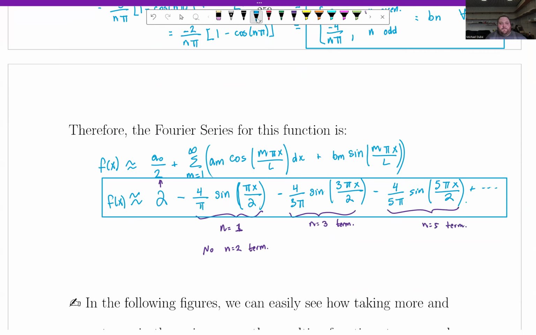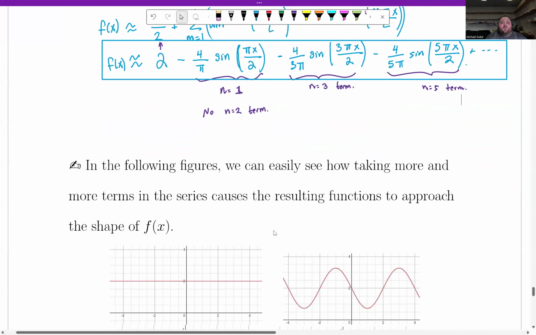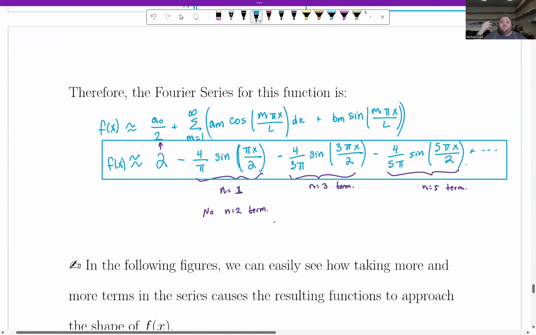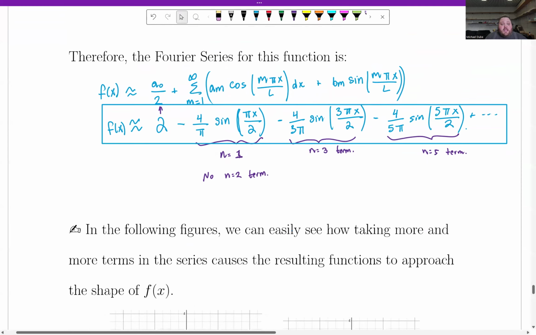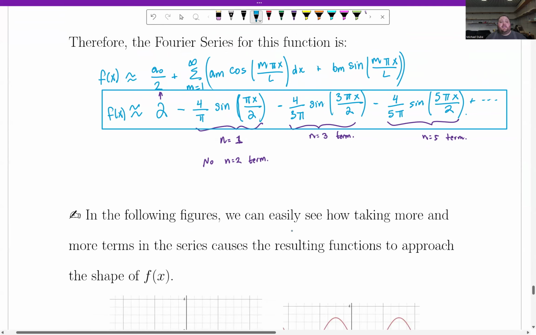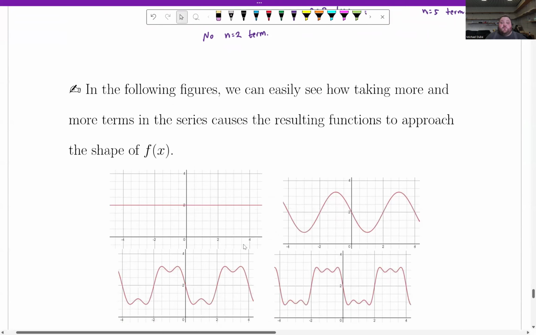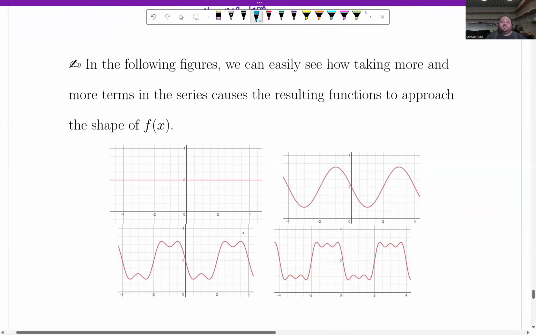Good. And now remember how before I said that every time we add another term, the period's getting smaller? You're going to see that here. In the following figures, we can easily see how taking more and more terms in the series causes the resulting functions to approach the shape of f of x. So in each of these figures, we're adding one additional term. So this is f of x equals 2. That looks nothing like the function, but we're starting there, and we do notice that this is our average value.